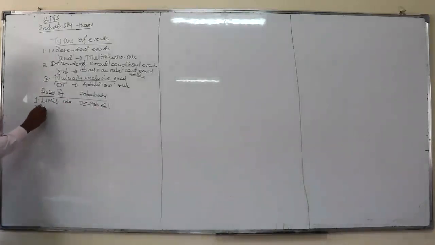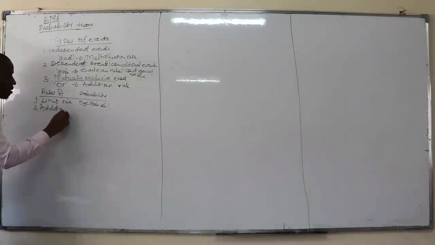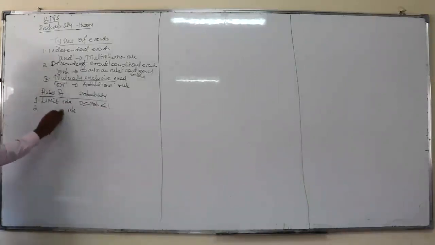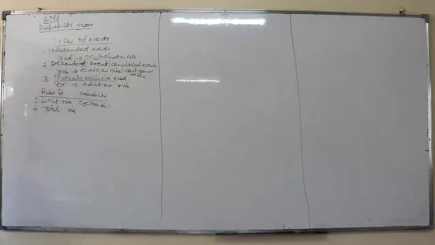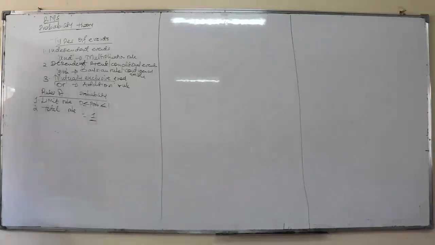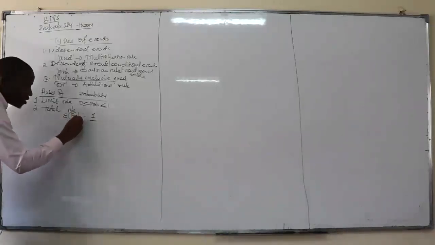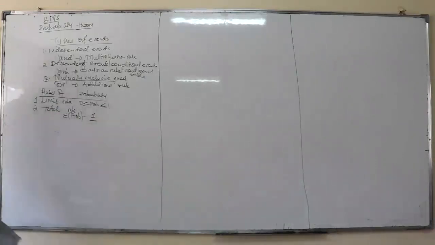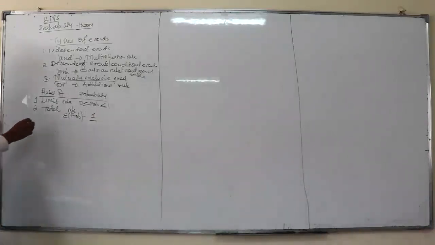Number two, we have what we call the addition rule. No, before we talk about the addition, let's talk about the total rule. Now, the terms of the probability in this case are required to be equal to 1. So when you add the total of all the probabilities, it's supposed to give you 1. It is not supposed to exceed 1. That is the total rule. Then number three, we also have what we call the complementary rule.